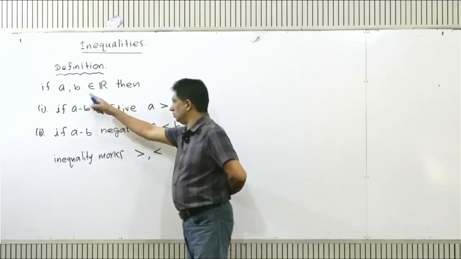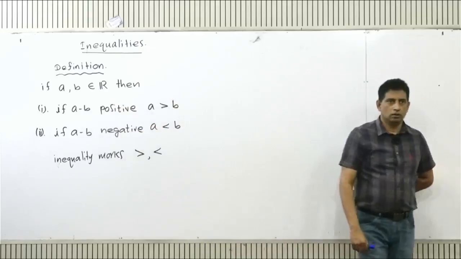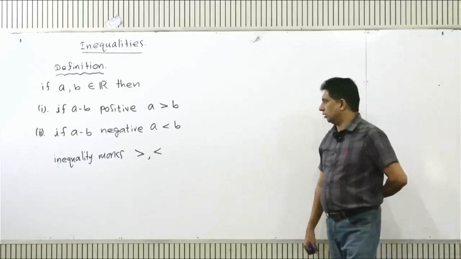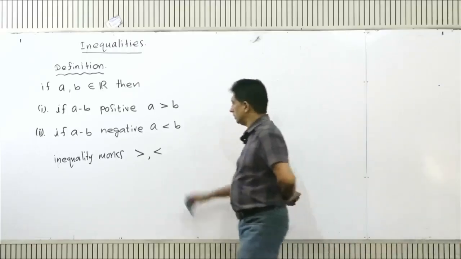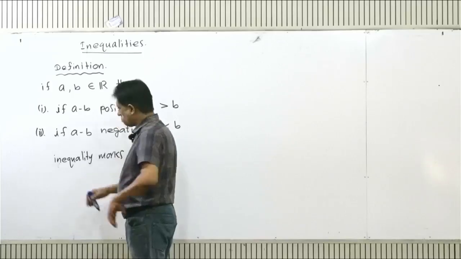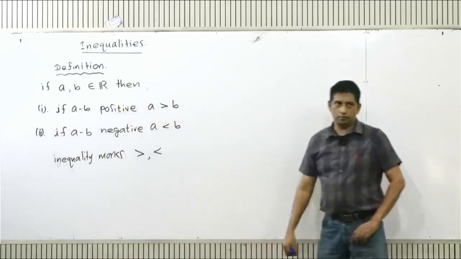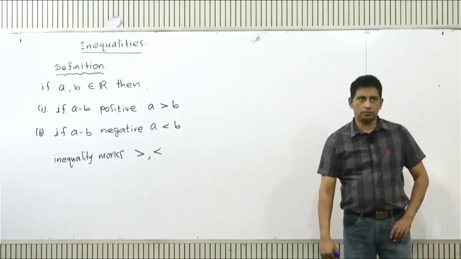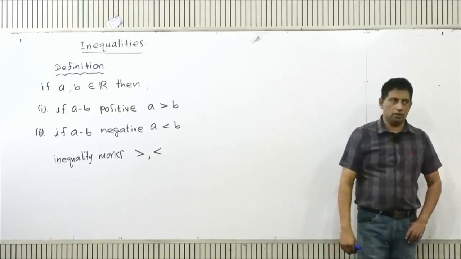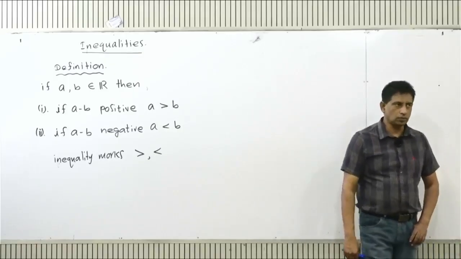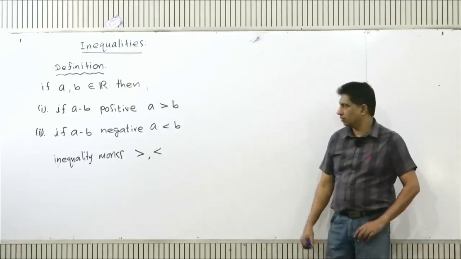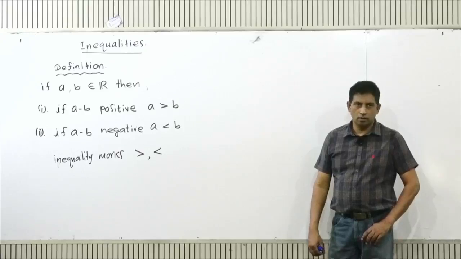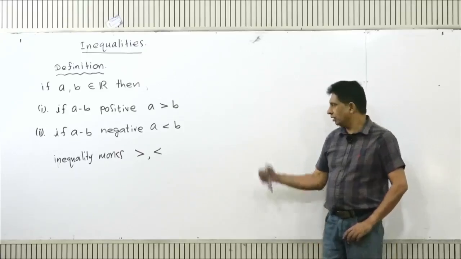Okay, then write down this one. If a, b are elements of the real number set, then first one: if a minus b is positive, then A is greater than B. Second one: if A minus B is negative, then A is less than B.